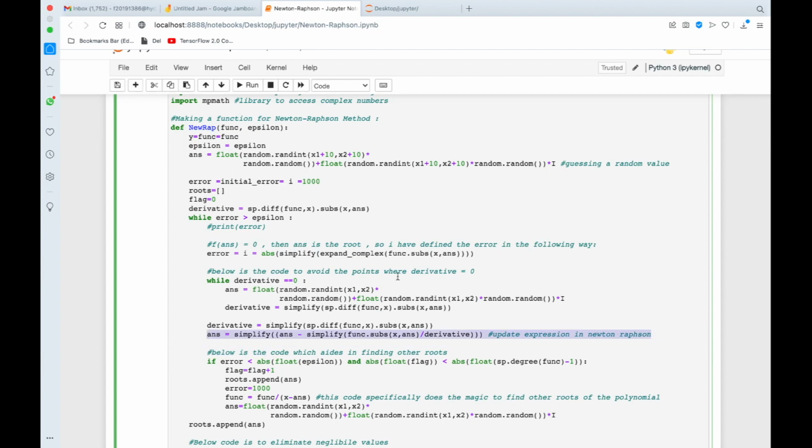So this is the update expression in Newton-Raphson's method. Okay, by the way, this also works for complex roots. If the polynomial isn't having a real root, you will land at a complex value.